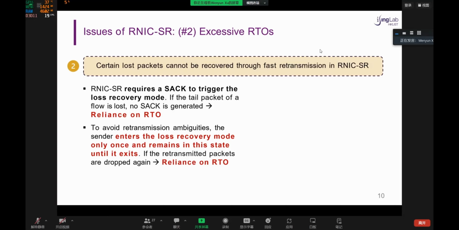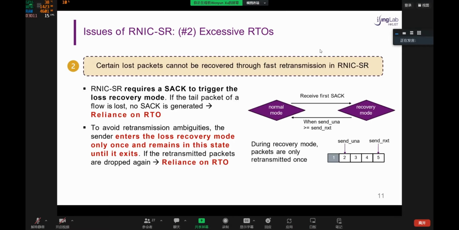Additionally, to avoid retransmission ambiguities, the sender enters the loss recovery mode only once and remains in this state until it exits. The sender exits loss recovery mode only when it receives a packet with EPSN greater than the largest PSN of outstanding packets prior to entering the loss recovery mode. As a result, if the retransmitted packets are dropped again, they can only be recovered through an RTO.